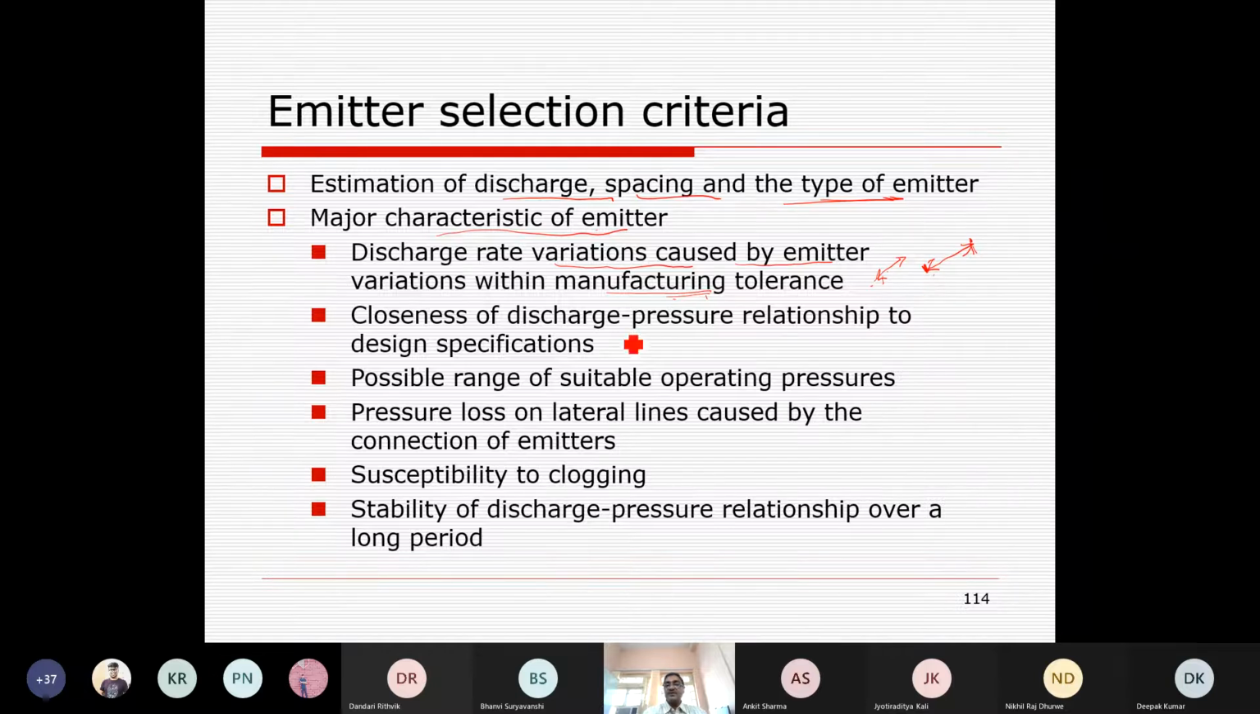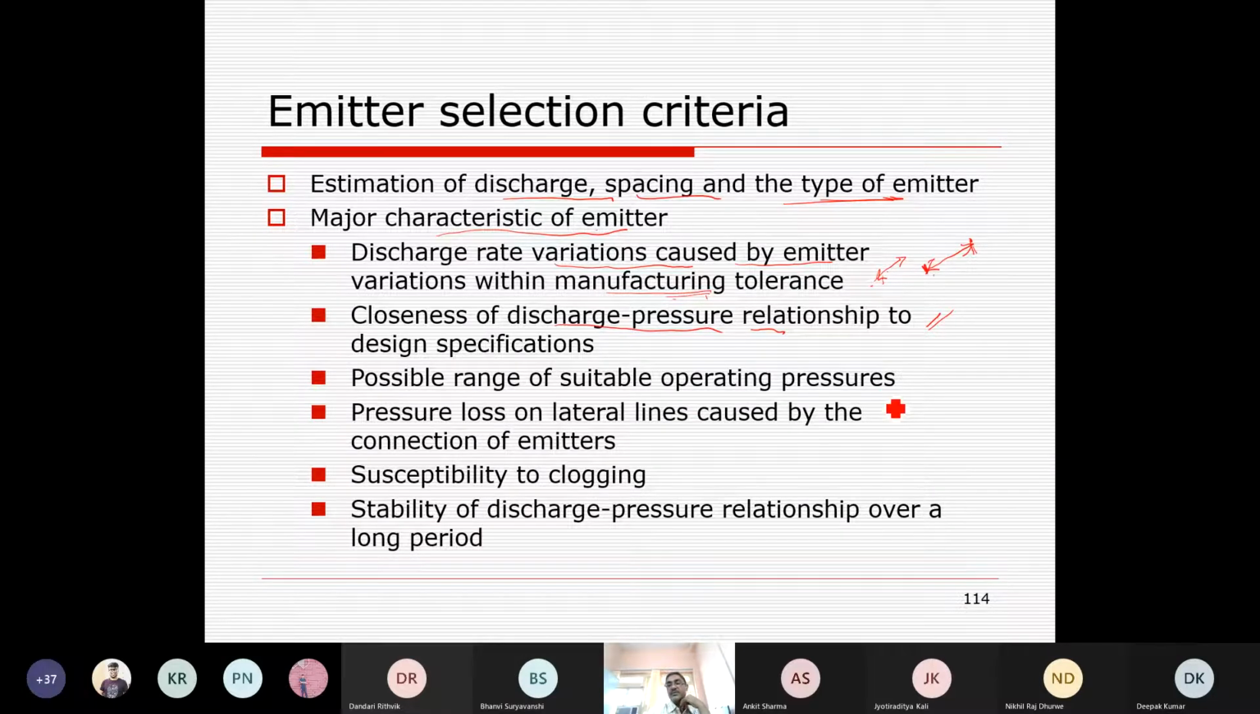Closeness of discharge pressure relationship means whether it is pressure compensating or non-pressure compensating, that is, how uniform it will be under different pressure conditions once it is operated in the field. We need to take care about these.